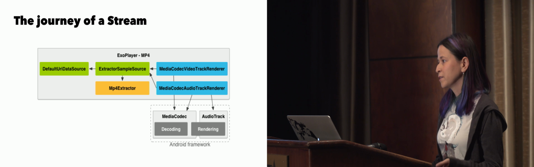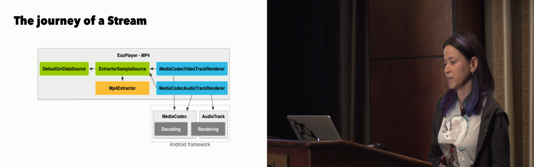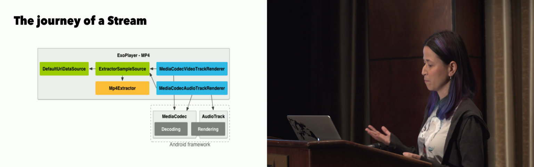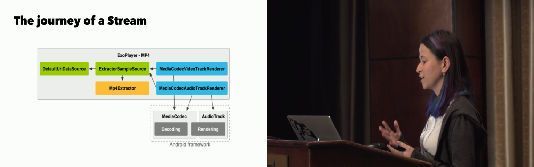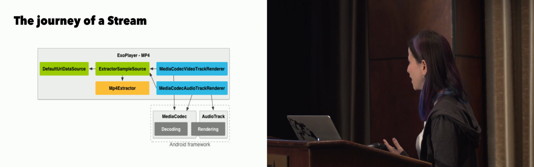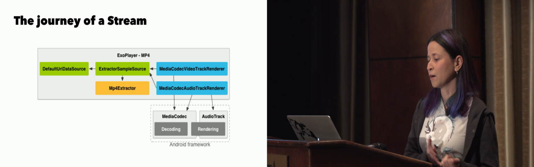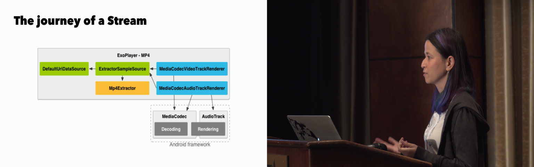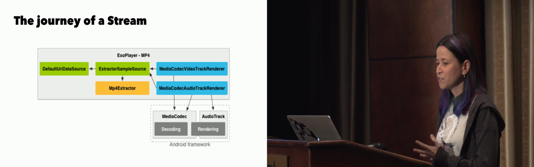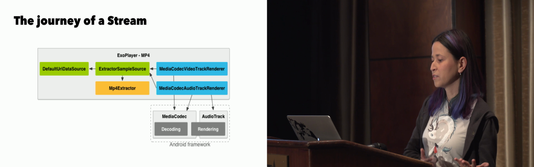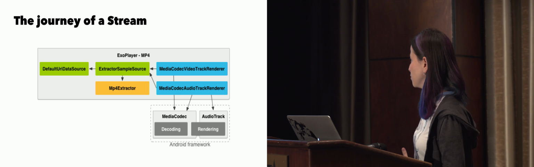What actually happens is the other way around. It's the player who starts asking for the buffers from the renderers, and then they go back and say, maybe we don't have anything. Hey, extractor sample source, give me something. And extractor sample source might say, hey, I need to fetch something. I will use the default URI data source to do it.